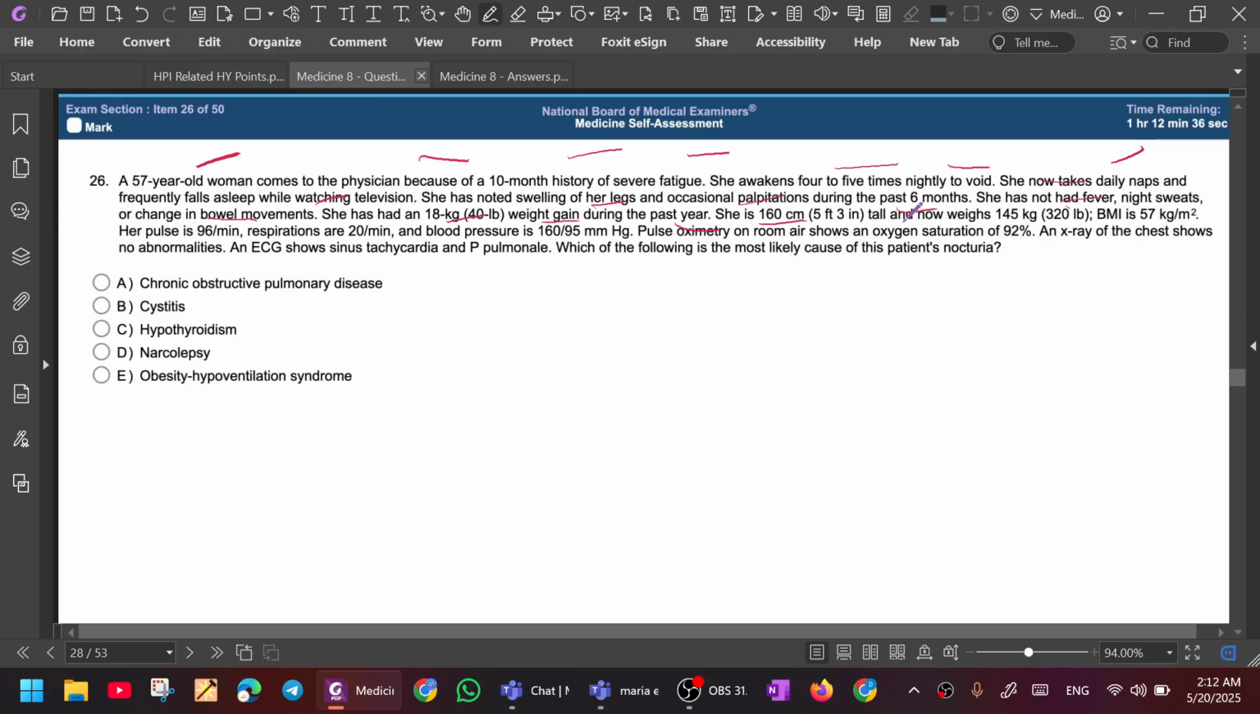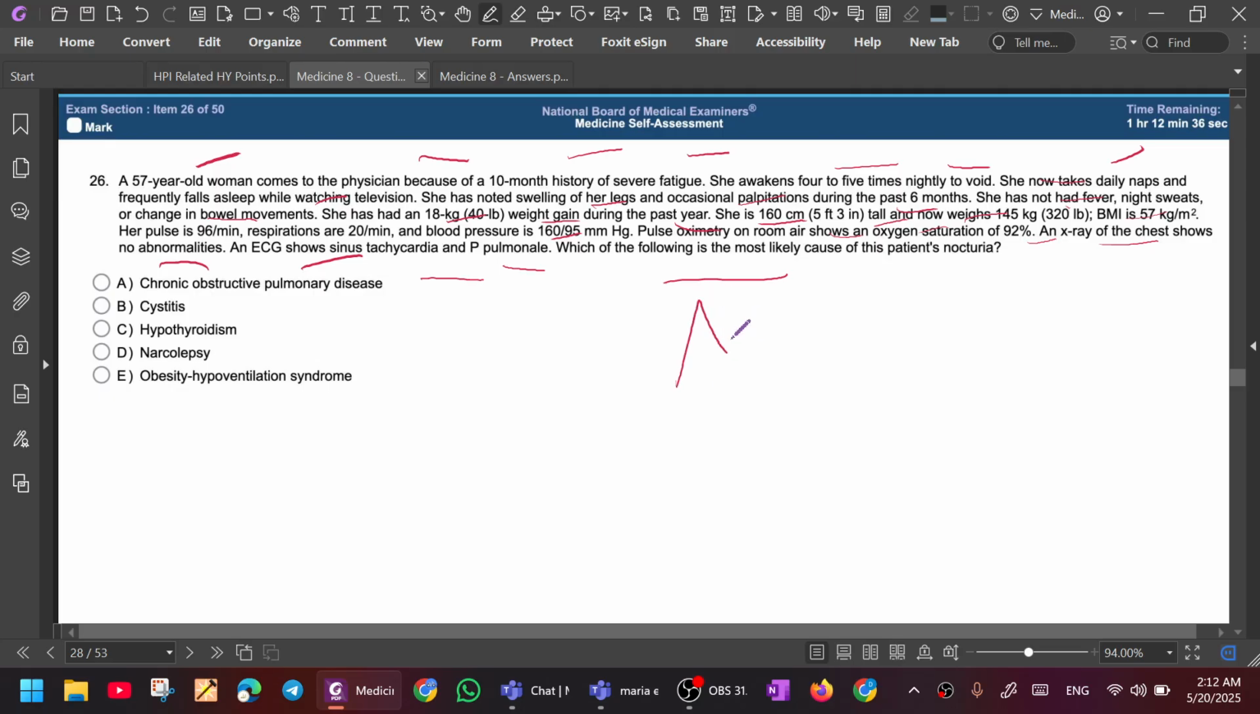She is 160 centimeters tall, now weighs 145 kg, BMI is 57 kg per meter squared, pulse 96, respiration 20 per minute, BP 160 over 90. Pulse oximetry on room air shows an oxygen saturation of 92%. An X-ray of the chest shows no abnormality. ECG shows sinus tachycardia and P pulmonale. Which of the following is the most likely cause of the patient's nocturia?